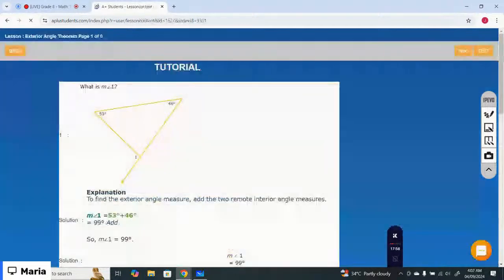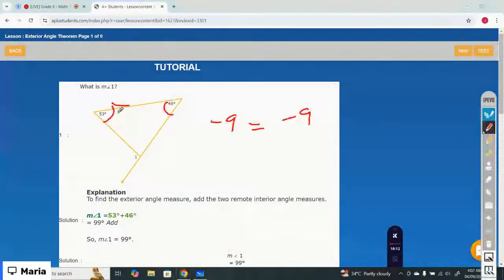Exterior means the angle that is outside, right? The ones that are inside the triangle are the interior angles. These angles are the interior angles. They are inside the triangle. So the one that is outside the triangle is the exterior angle, right? You need to find the exterior angle. So basically we need to learn the exterior angle theorem.